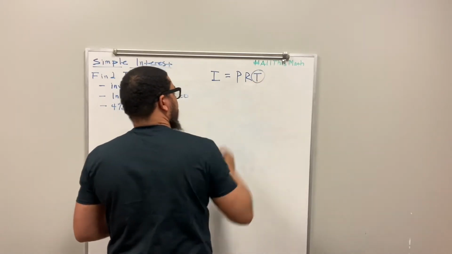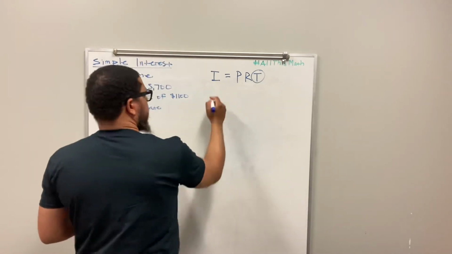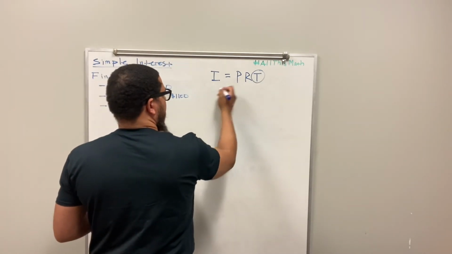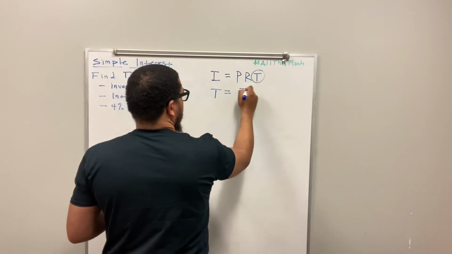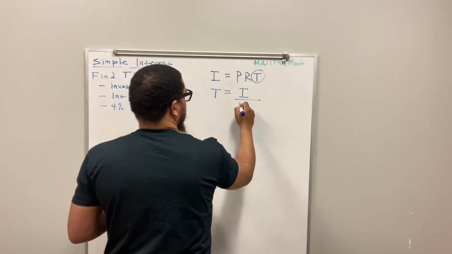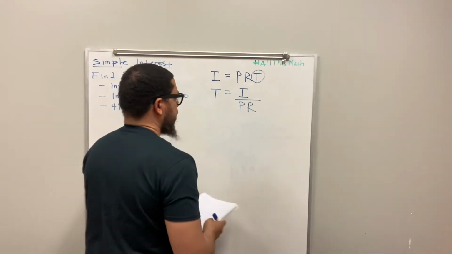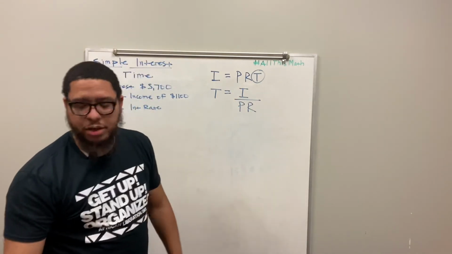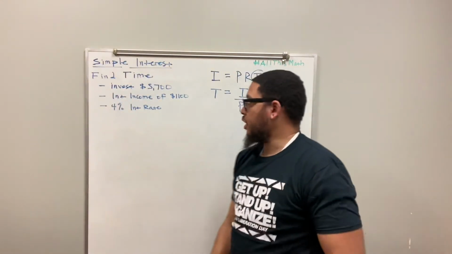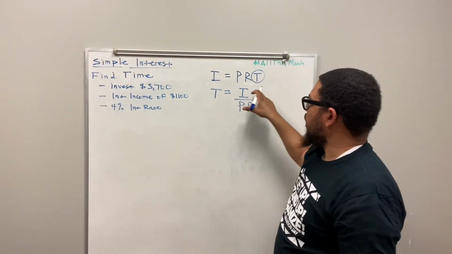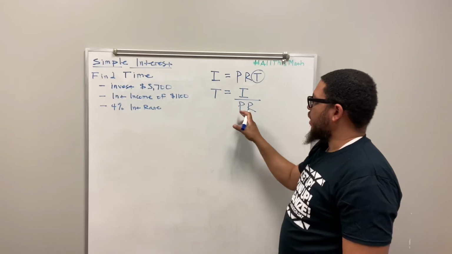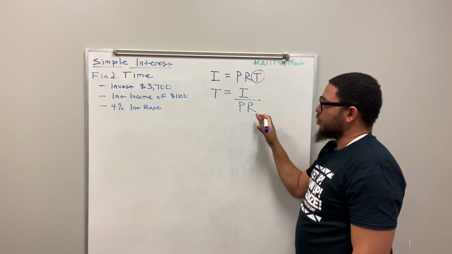I want to solve for the time. So what I'm going to do is divide by P and divide by R. So I get T equals I divided by PR. Take a moment, write this down in your notes if you need to. Time equals the interest income divided by the principal times the interest rate.